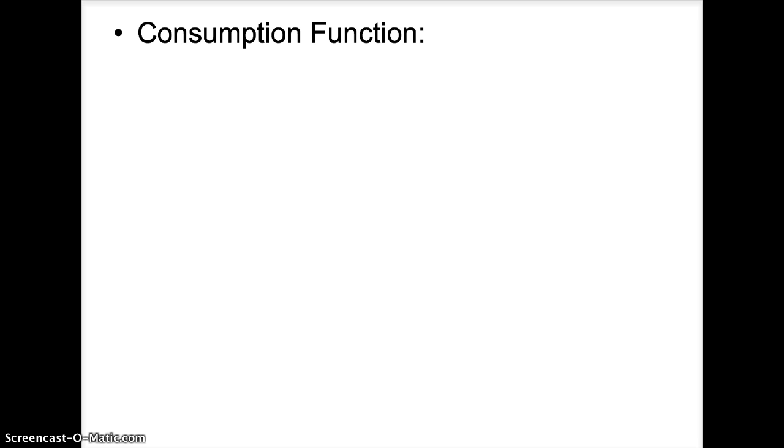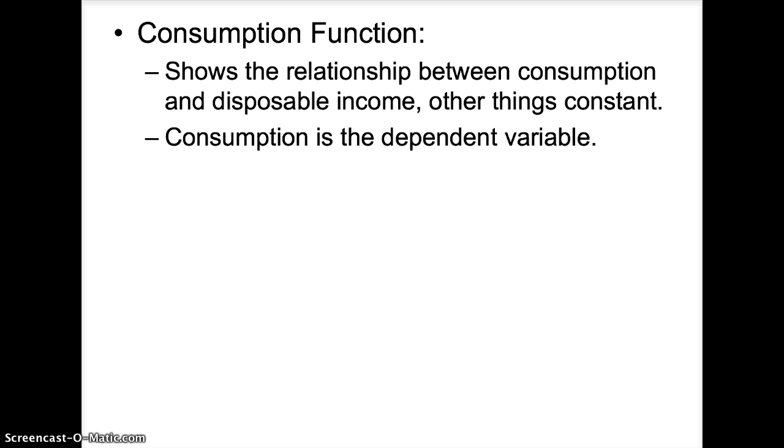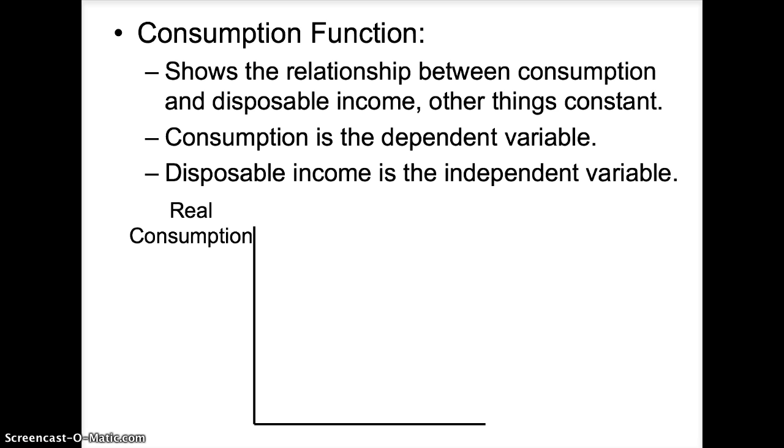The consumption function shows the relationship between consumption and disposable income, other things constant. Consumption is the dependent variable and disposable income is the independent variable. Consumption is measured on the vertical axis and disposable income is measured on the horizontal axis. The consumption function is upward sloping, labeled C. The slope of any consumption function is the marginal propensity to consume.